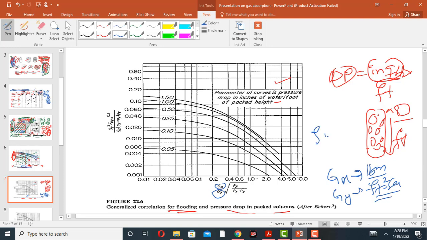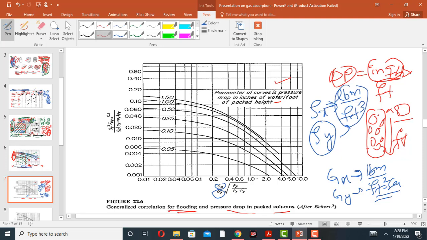Similarly, the density of gas is denoted by rho y. The density of liquid is denoted by rho x. The density of liquid is large. Usually for water it is 1000 kg per cubic meter. For gas it is 1.2 kg per cubic meter, something like that. So the unit of rho x is lbm per foot cube. For liquid and gas, the unit of density is like this.